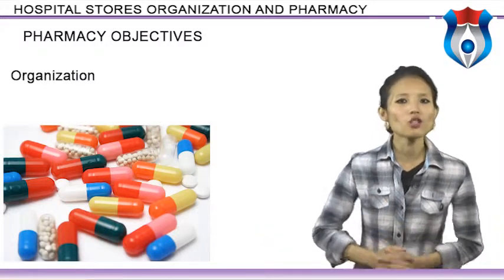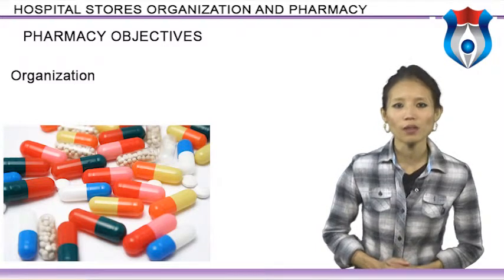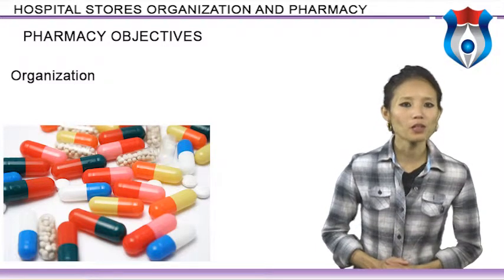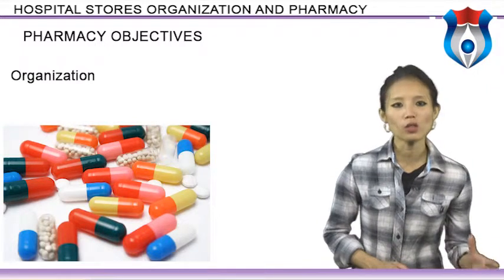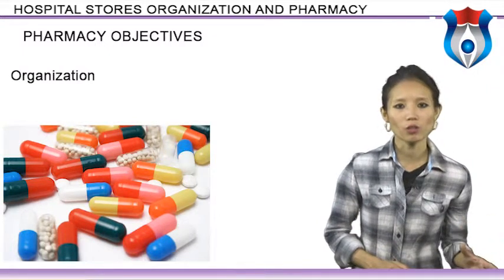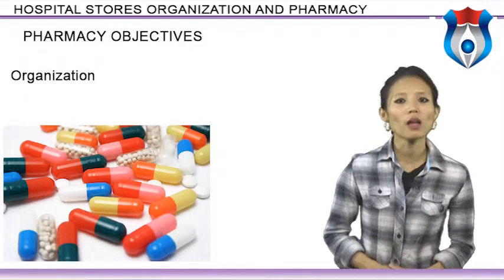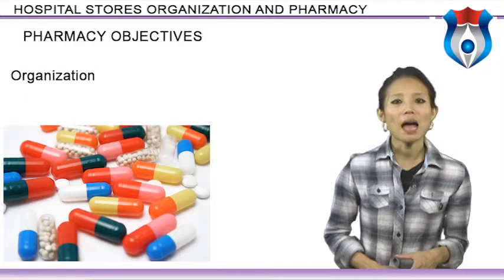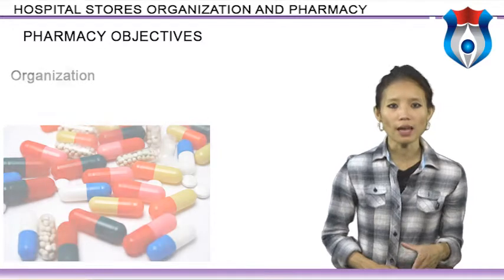Organization. The manager of the hospital pharmacy is assisted by the pharmacy in-charge, the pharmacist and pharmacy aides. They are all qualified graduates or diploma holders from a recognized pharmacy institute. The pharmacy may also employ clerical assistants, a cashier, a computer operator and a helper.